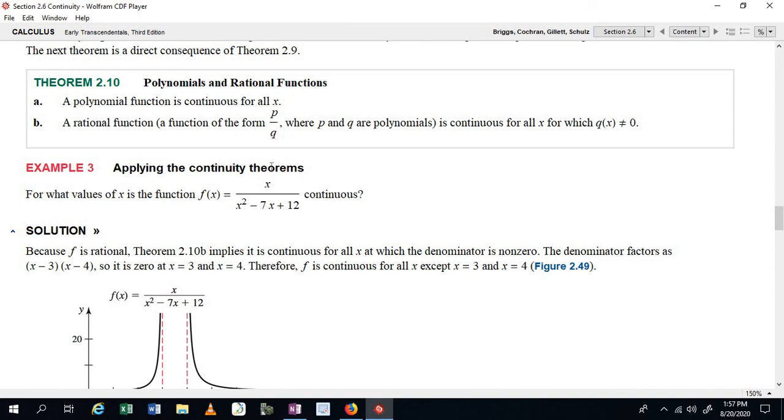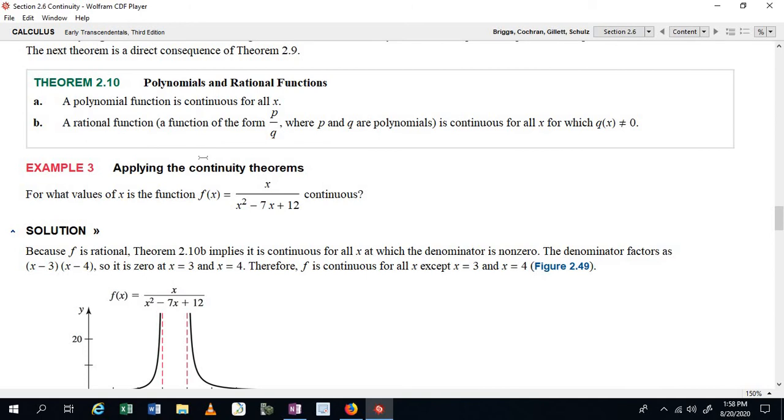Now that should be fairly clear if you're familiar with the graphs of polynomial functions. Polynomial functions simply go up and down in a very smooth way. And so you can draw a polynomial without having to lift up your pencil at any point. And so therefore it's continuous at all points x.